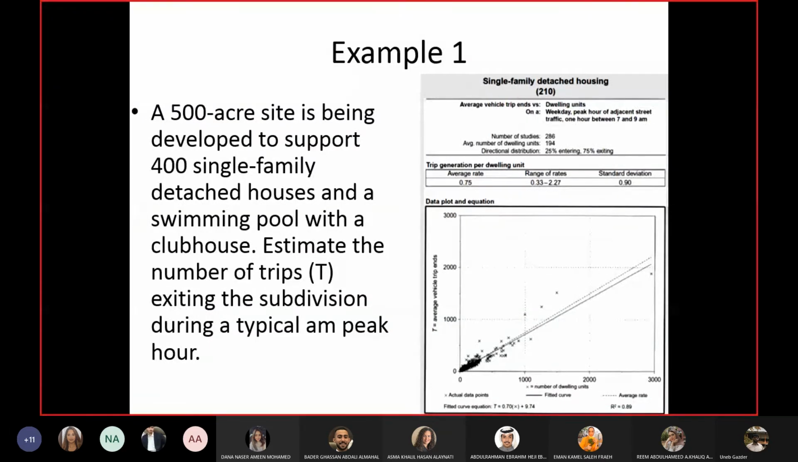1.1 into 0.75 will give you how much? 0.825. So that means what? Can I use average trip rate or not? No. The standard deviation is higher, right? What is the standard deviation here? 0.9.